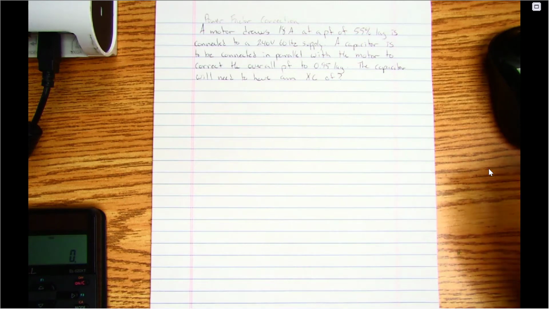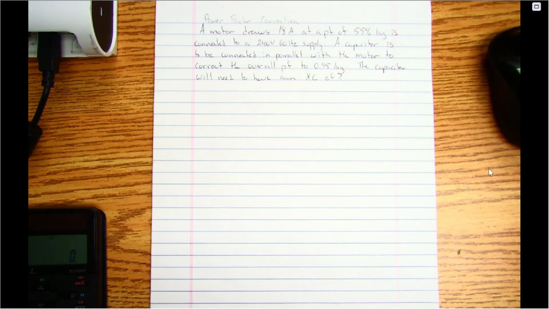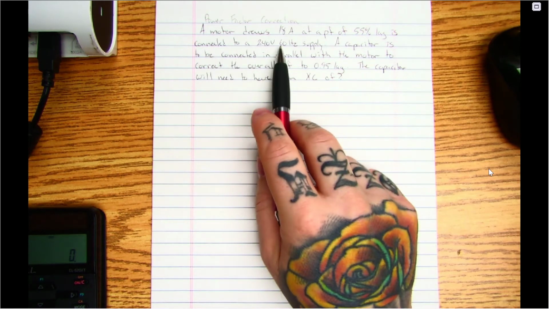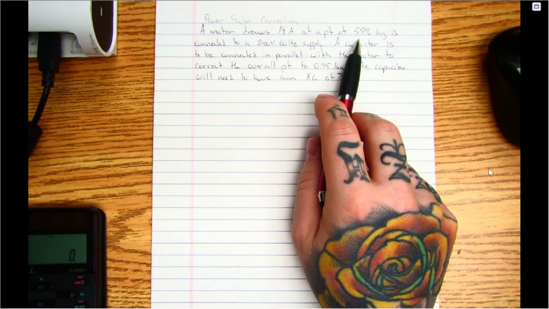Okay, so I'm going to do a power factor correction question. This would be one that's right out of your Blackboard, so it should be indicative of what you're going to see on your Blackboard. So we have a motor that draws 18 amps at a power factor of 55%.